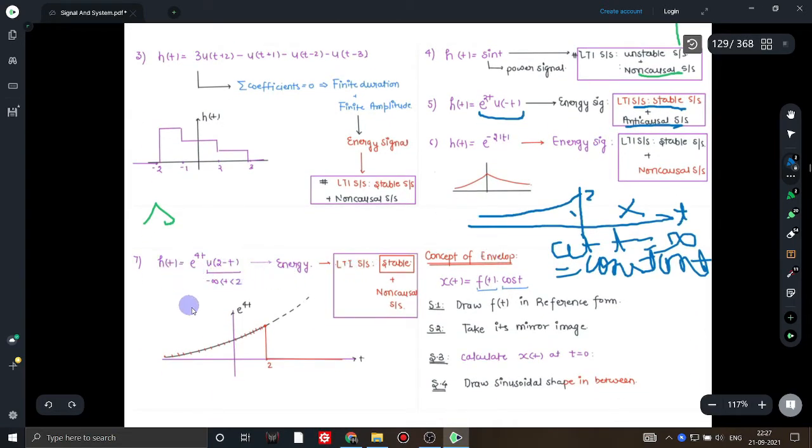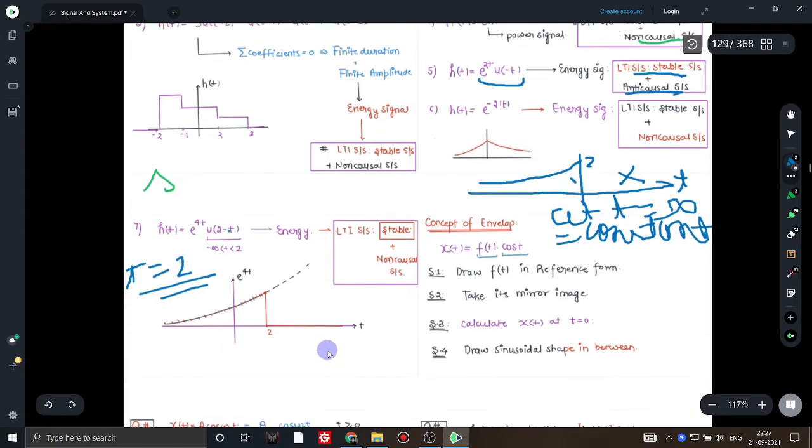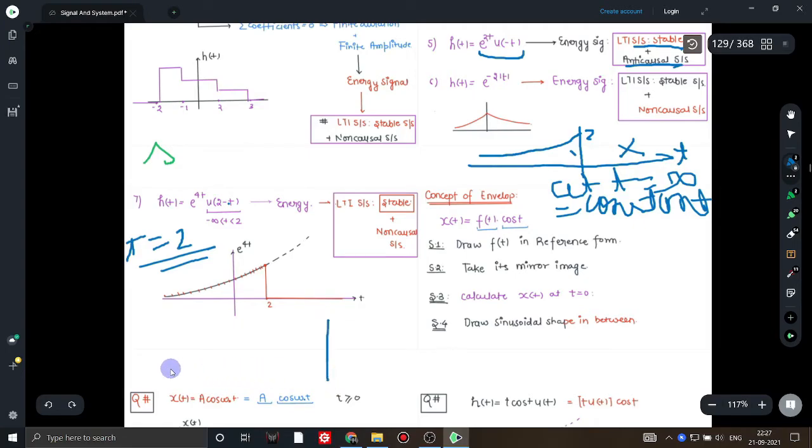Now from this you can see our variable is negative, and the breakpoint comes out to be 2. So the range is minus infinity to 2. So our graph will look like this.